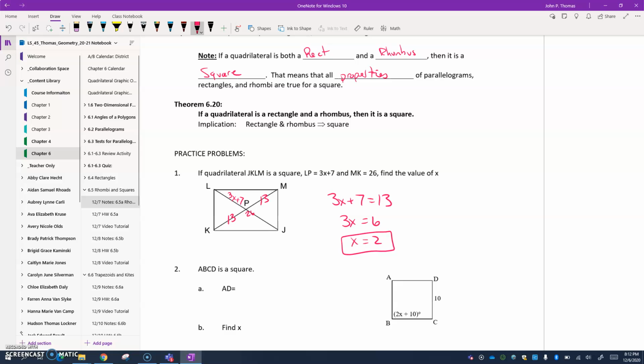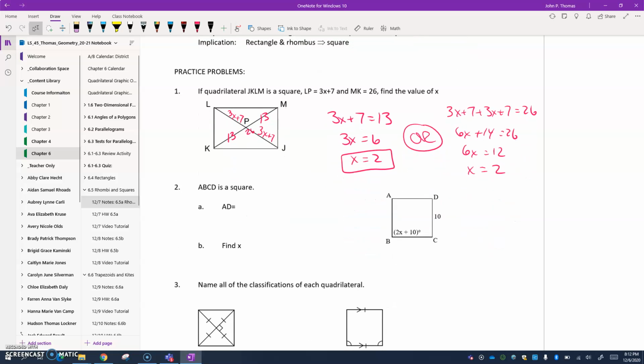Now the other route we could go is, since we know the diagonals bisect each other, we could have brought a 3x plus 7 up there. Then I could say 3x plus 7 plus 3x plus 7 equals 26. So 6x plus 14 equals 26. 6x equals 12 when we subtract that 14 over. X equals 2. This is an either-or approach. Both of them work. I don't want you to rule something out just because it's not the exact way I did it. The beauty of math is there's lots of ways to get through a problem. It's about the problem solving and finding a way that makes sense to you.